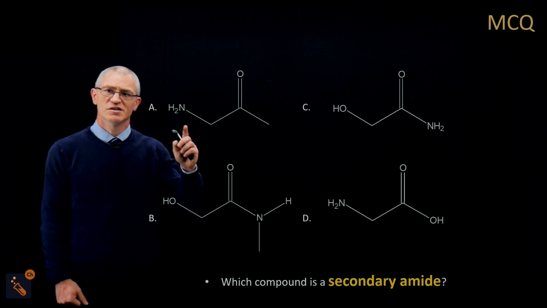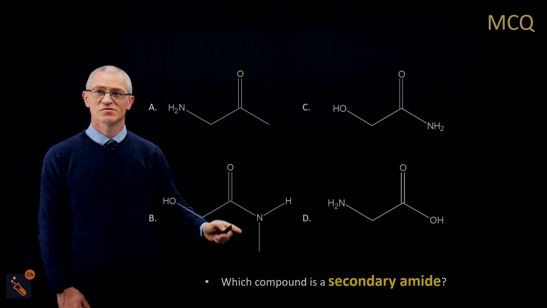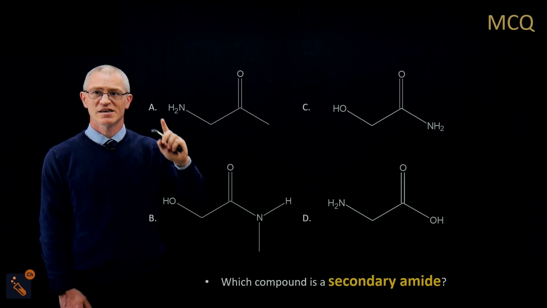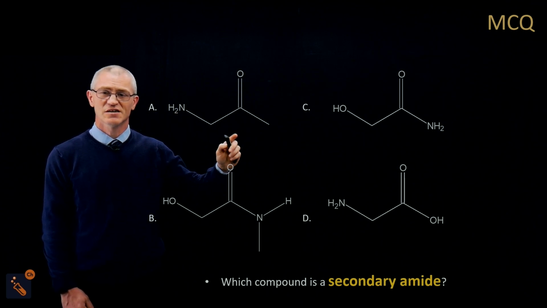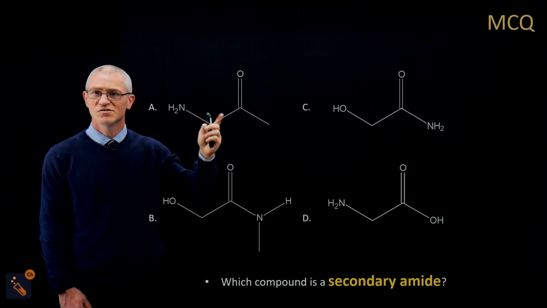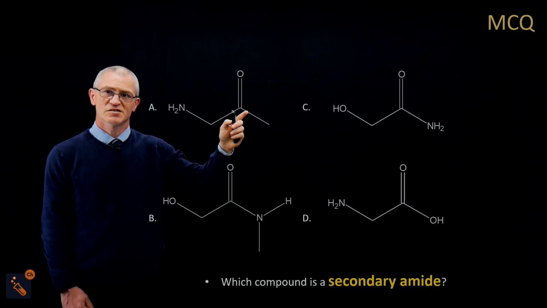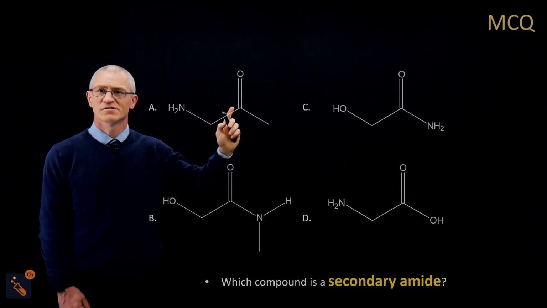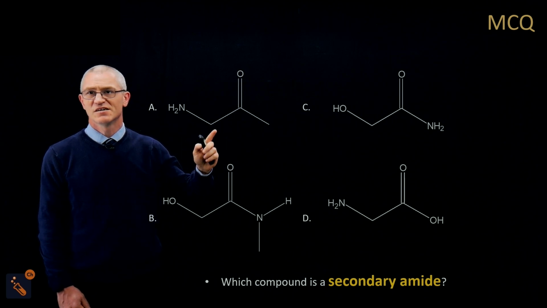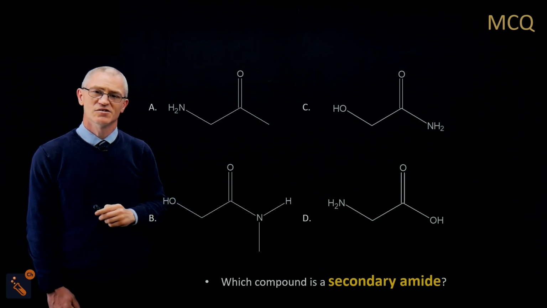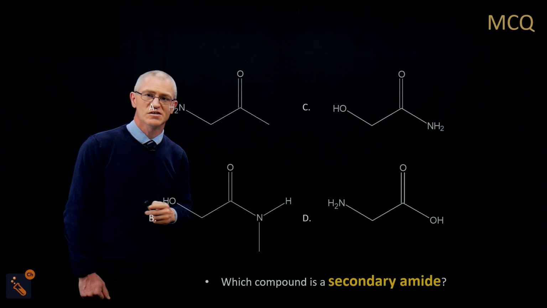Let's go through each one in turn. First of all, let's decide which ones are amides. If you look here, the amide must have the nitrogen of the NH2 or the NHR or NHR1R2 bonded to this carbon where the carbonyl is. It's not. So this is actually a ketone and an amine. It is not an amide, so it's not the answer.